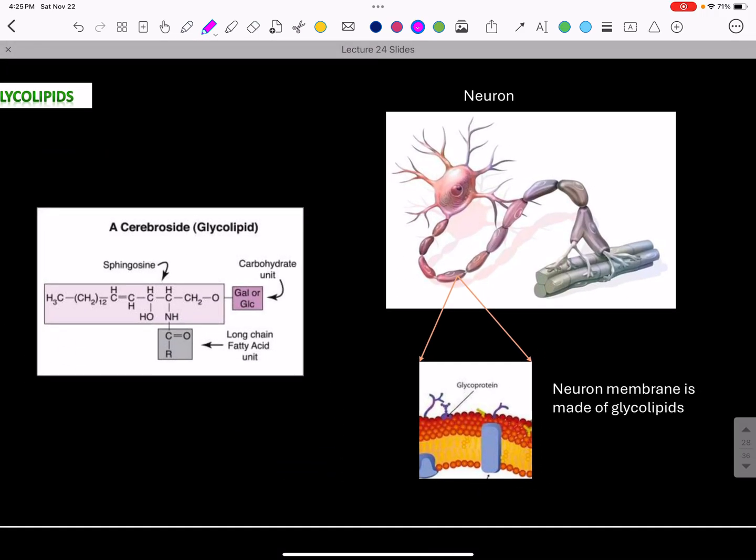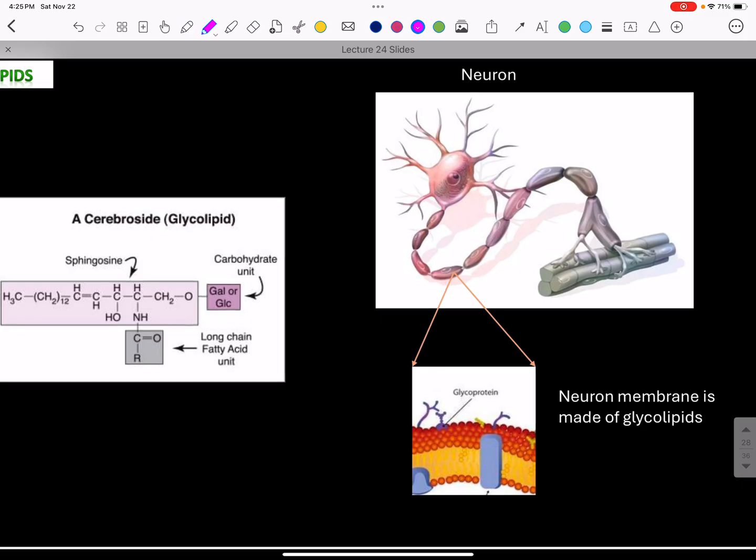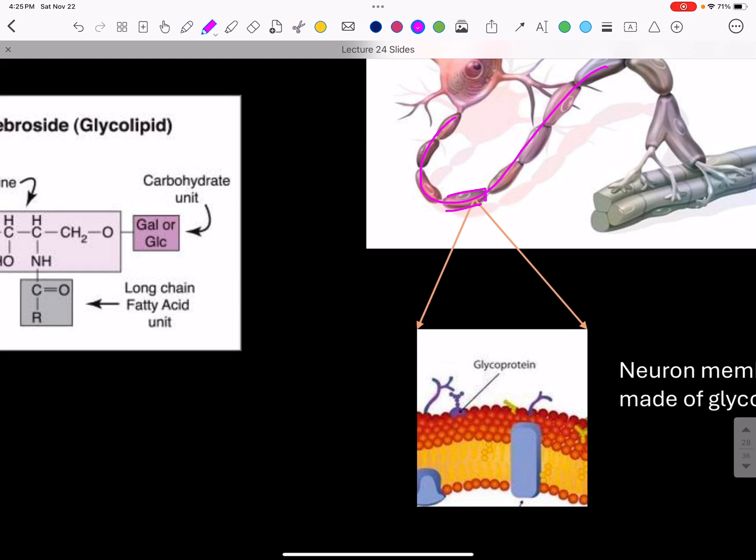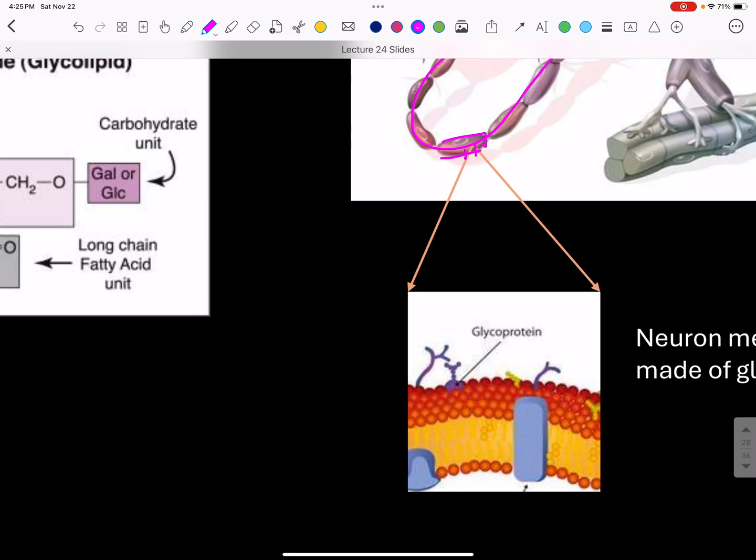If you remember, a neuron is going to have an axon and dendron. You can see the axon is going to have those myelinated sheaths right there. Now, if you look at the membrane structure of each of these myelinated parts, you can see that they have a lot of these glycoproteins on the surface. So the membrane is made up of a lot of these glycoproteins that are responsible for picking up any signals and transferring them along the axon terminus.